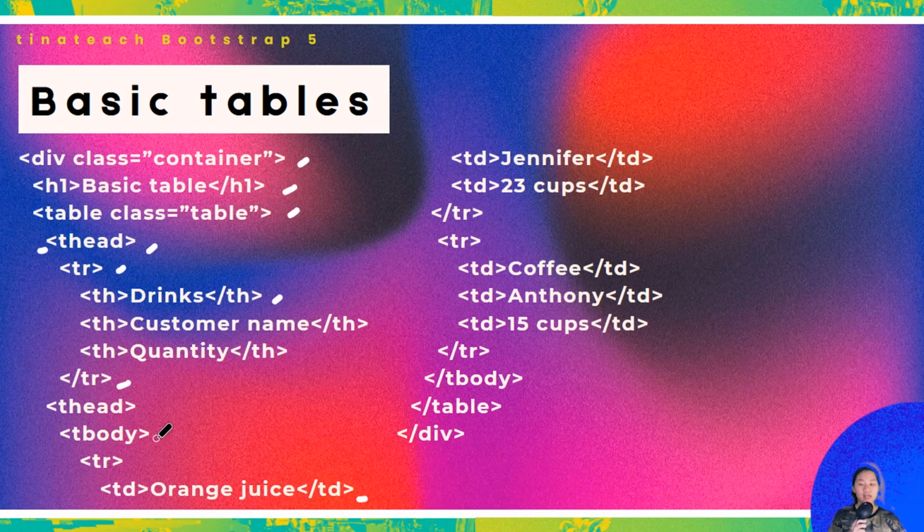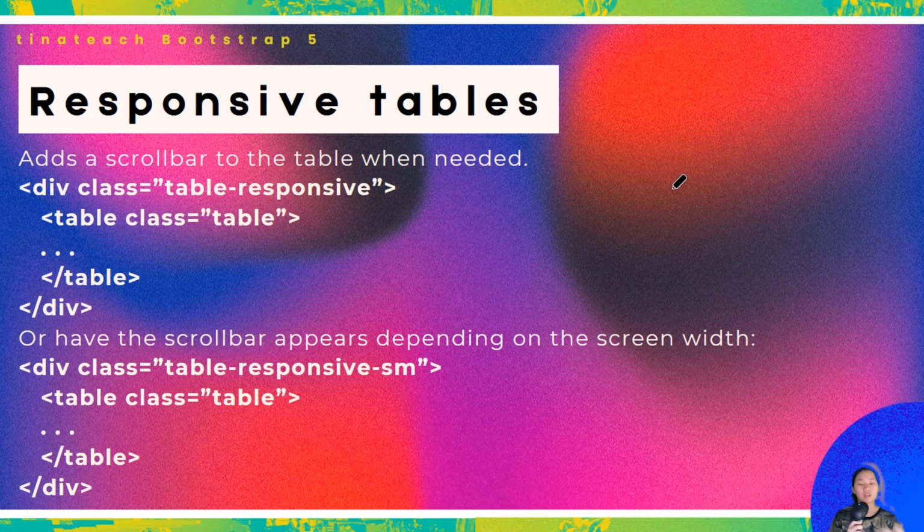And it's within a tag called table body. It's very long. It looks a little bit complicated, but once you break down the tags, it's so simple. It's so straightforward. Table body, table row, and then table data, right? So for drinks, we have orange juice. Customer name, we have Jennifer. Quantity, we have 23 cups. That's it. Let's move on to responsive tables.